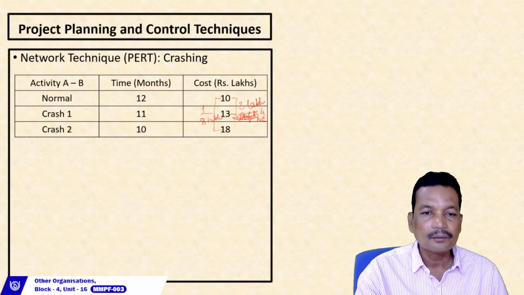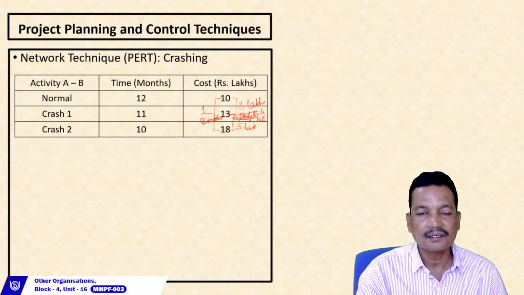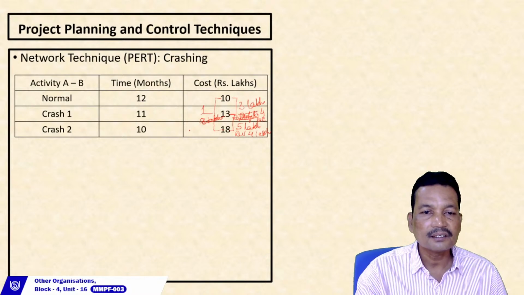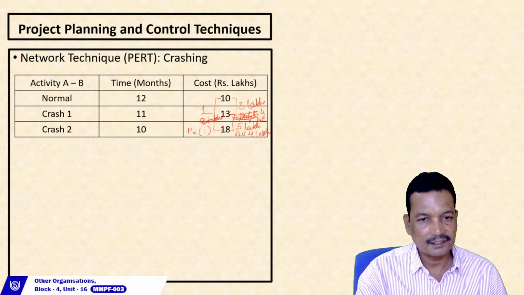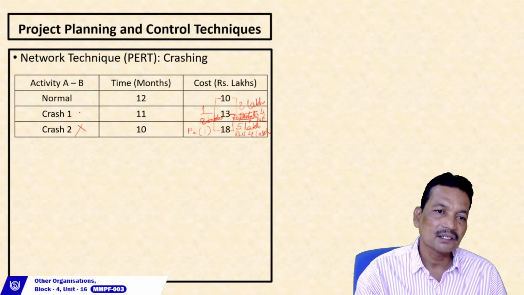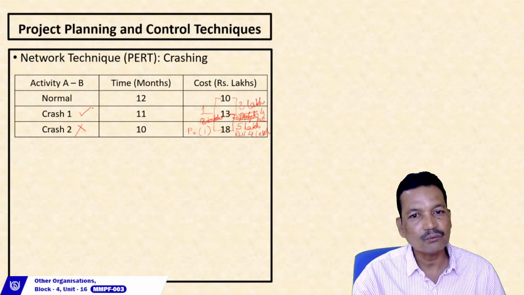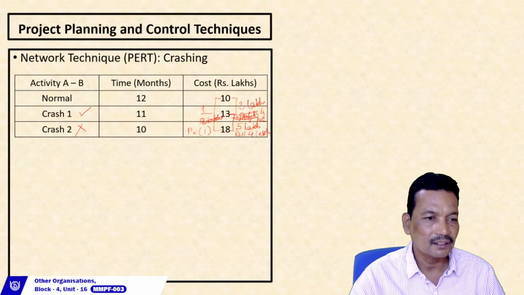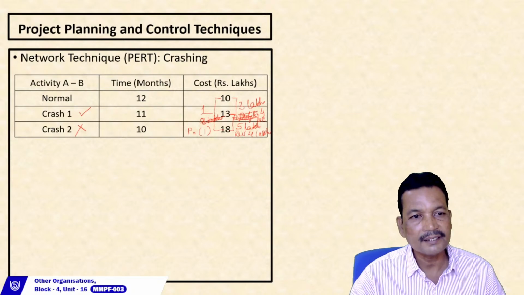From the first crash, the cost involved is 5 lakh, and revenue is 4 lakh. So here the profit is equal to negative 1 lakh. So we shall not go for the second crashing. We can go for crashing by 1 month because it generates a profit for the project.